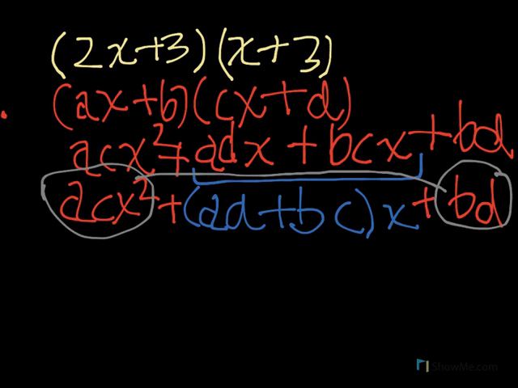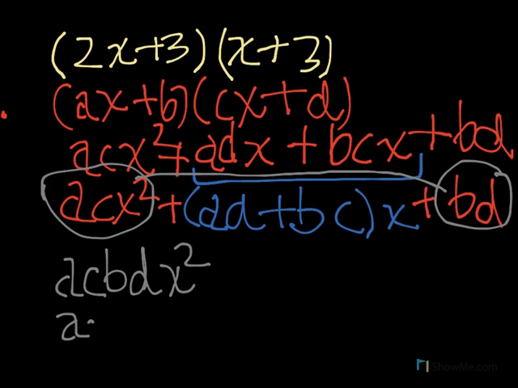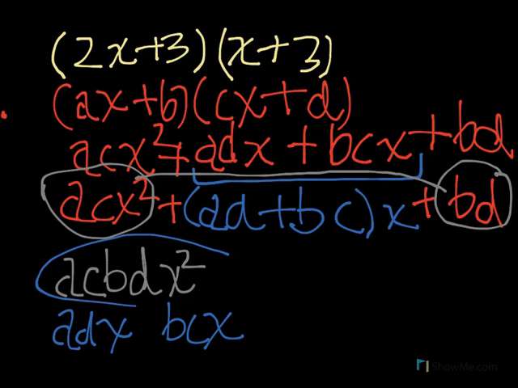Now we multiply the first and last terms. What do we get after multiplying them? We get abcd, and the variable x squared at the end. If you were to take two factors of this, adx as one factor and bcx as another factor, when you multiply them you get abcd x squared.